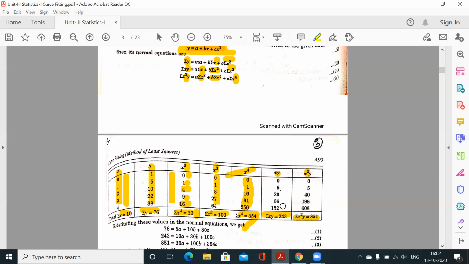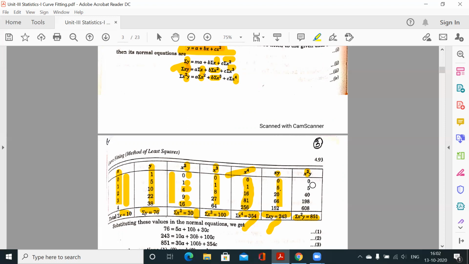Again, x dot y, because we need to calculate summation xy, for which we need xy. So this is x, this is y. So 0 into 1, 1 into 5, 2 into 10, 3 into 22, 4 into 38. The multiplication of corresponding values of x and y. So in this way, we will get x dot y. And adding all those values, we will get summation xy.